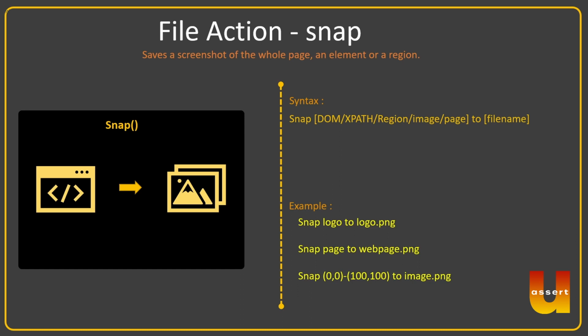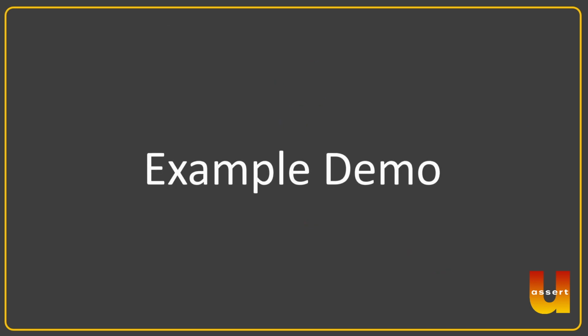Snap syntax goes snap. You can have a DOM object, you can save a DOM object to a file. You can save an XPath of an element. You can use all the identifiers. An extra one is page, and you can save it to the file. For example, snap logo to logo.png, page to webpage.png, a region, you provide region to image.png. So let's see an example in detail.